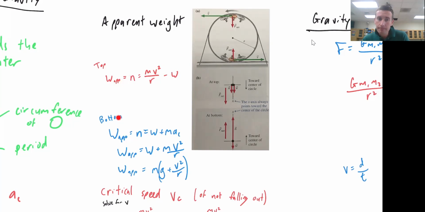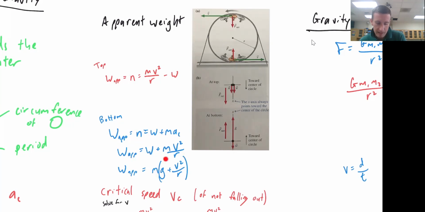At the bottom, the apparent weight would be equal to the normal force, but now the normal force is going up, right? Because the net force is going up, the weight goes down, but the car is clearly pushing them up, so we need a big normal force to make up this net force arrow going up. So that'd be the weight plus the mass times the centripetal acceleration. So the apparent weight is equal to the weight plus the mass times velocity squared over r.